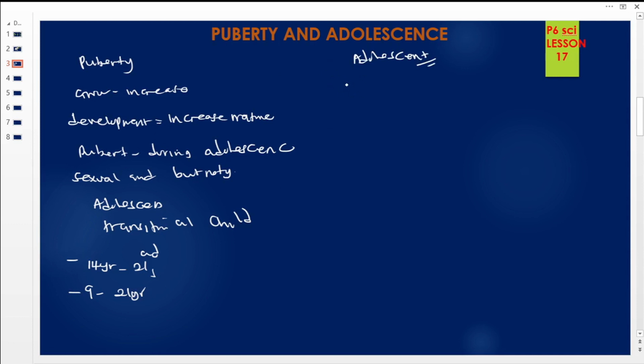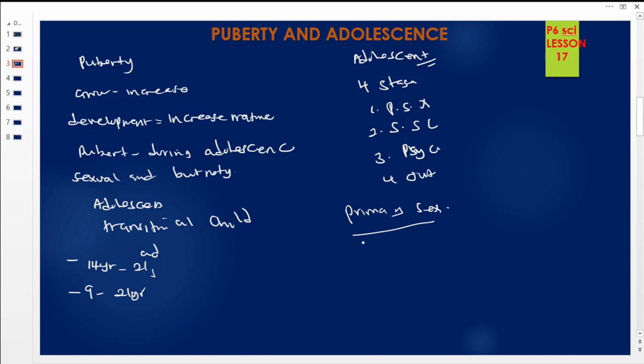Now the changes during adolescence are classified into 4 stages, and these stages are: 1, the primary sex characteristics; 2, secondary sex characteristics; 3, psychological and emotional changes; and 4, out of step changes. Now we are going to start with the primary sex characteristics.